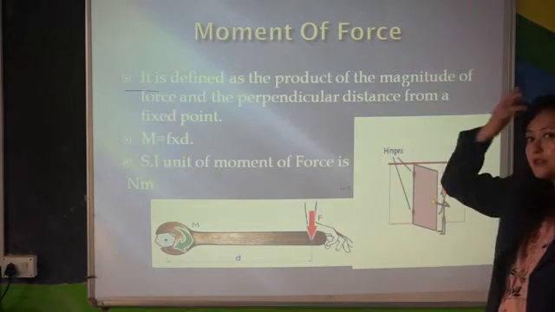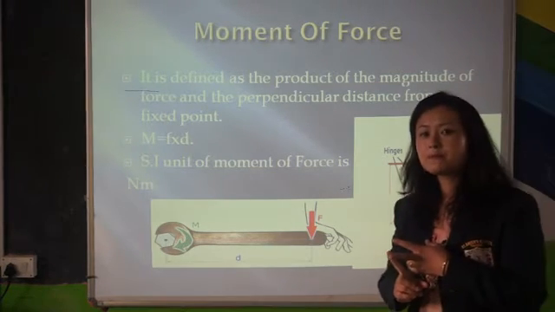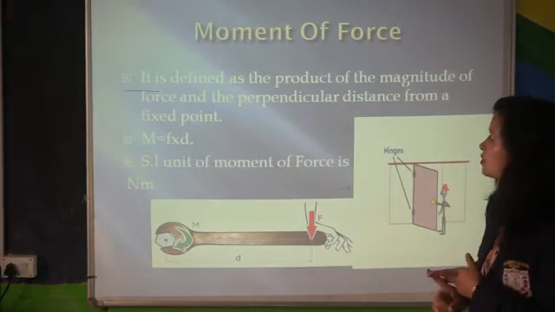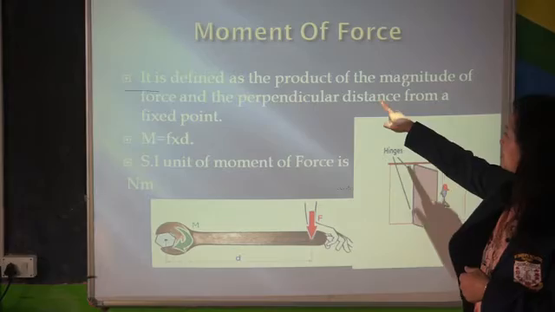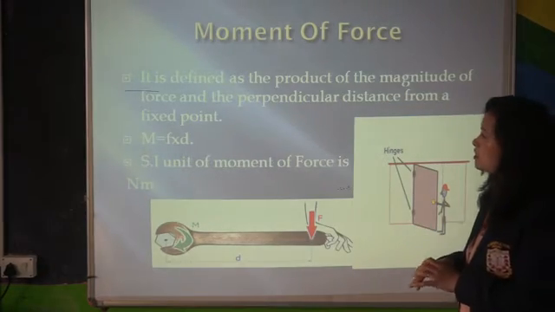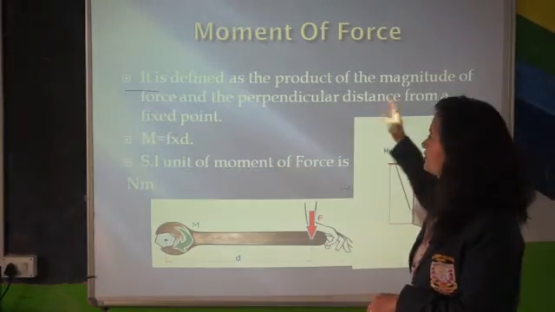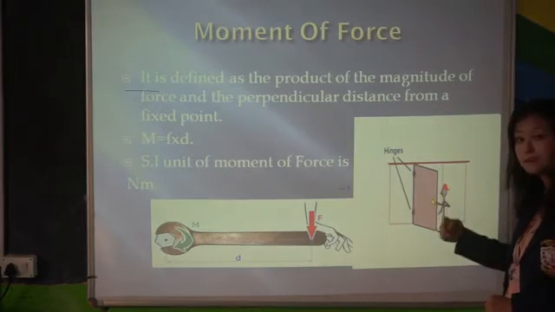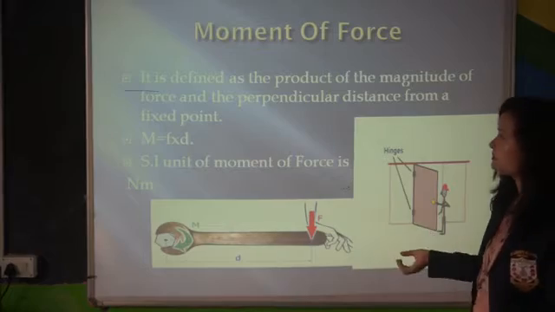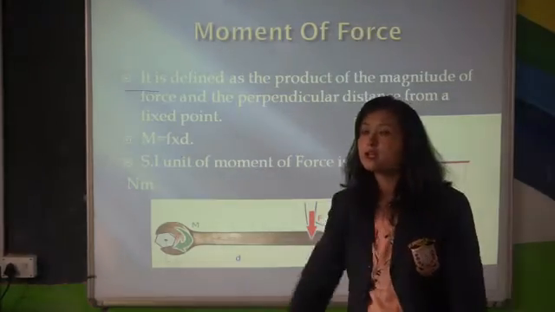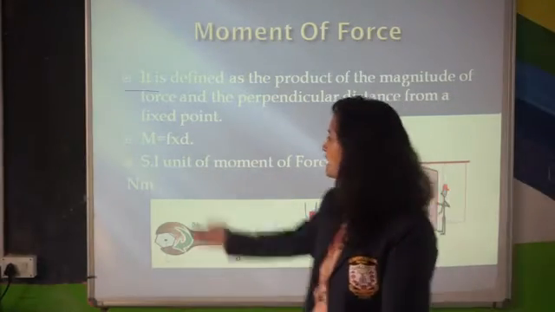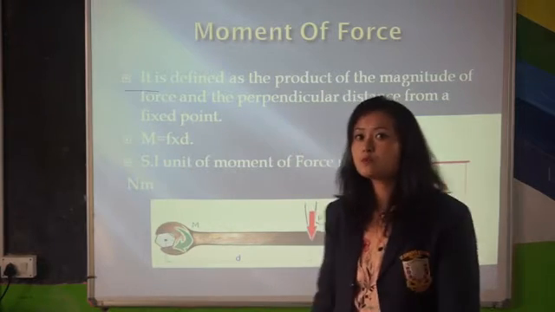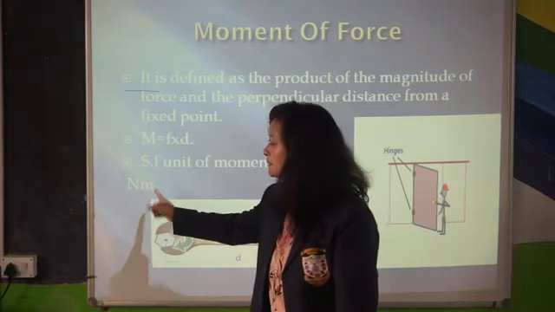So what is moment of force? Since moment of force depends upon two factors, one is force, the other is perpendicular distance, it is nothing but the product, that means the multiplication, of force and the distance from the fixed point. So whatever is the distance here and how much force you apply, when you multiply them, that will be your moment of force. That's why the formula of moment of force is given as force into distance. And the SI unit of moment of force is Newton meter.